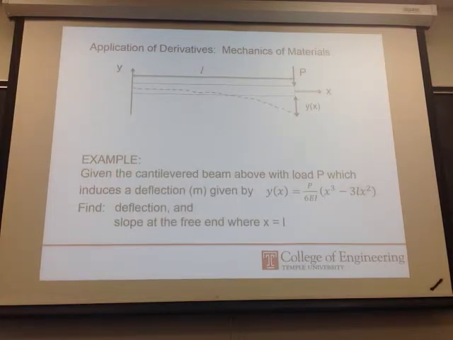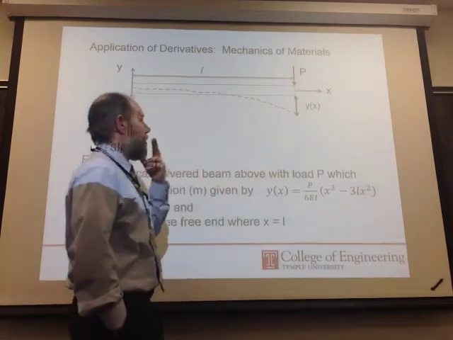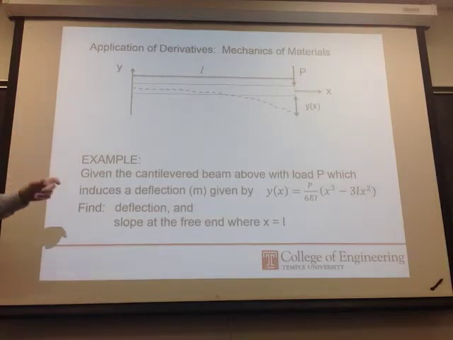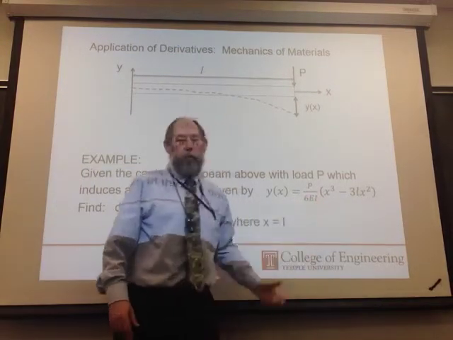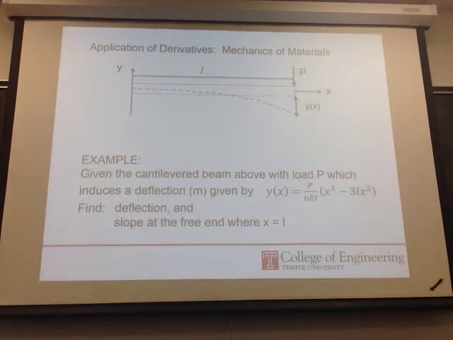So let me go through an example. You've got a cantilevered beam, and in this case it has a point load. All of the load is applied right to the very end of that beam. And the deflection due to that load is described by this equation. This is just given to you. The manufacturer or another engineer might have developed this equation for you, and they give you this.